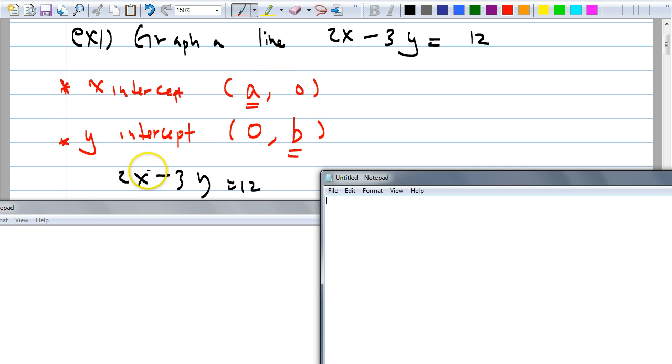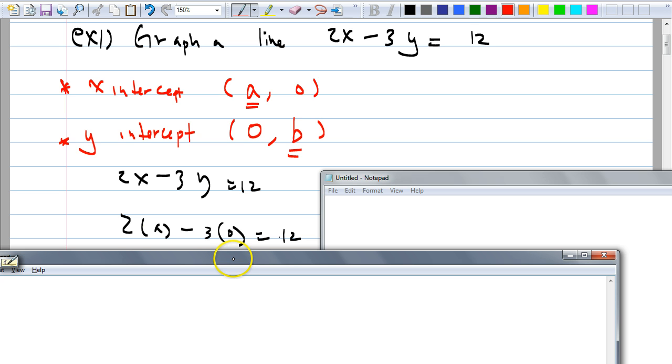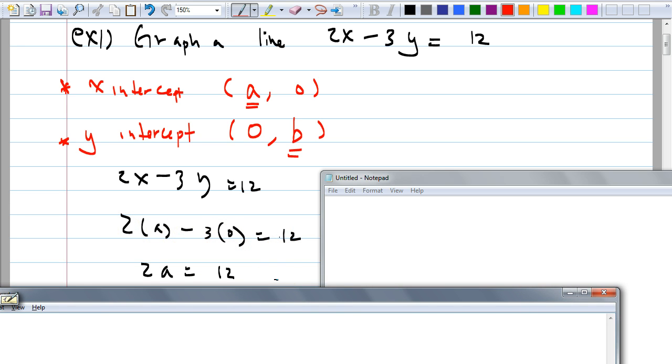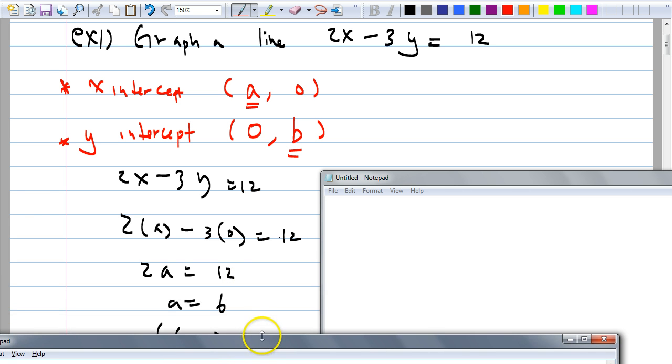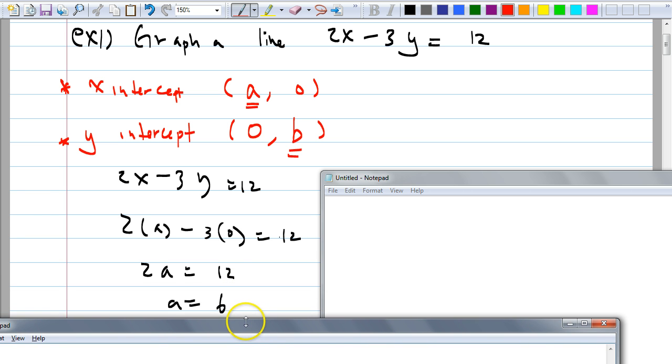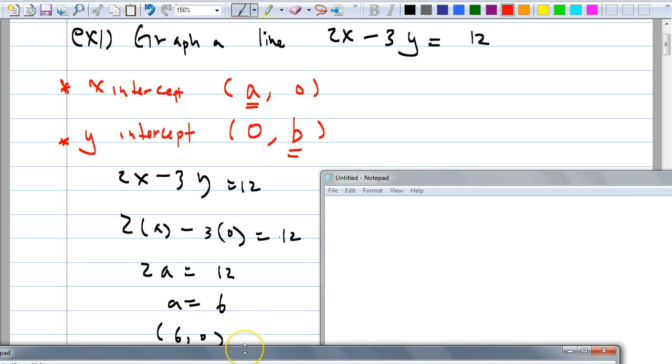What are we going to plug in for x? Yeah, to find the x-intercept, you plug in 0 for y, right? And once you do this, you get 2a minus 0 equals 12, which is just 2a equals 12. What is your a? 6. In other words, your x-intercept is 6. What is the ordered pair that you get then? (6, 0). Does that make sense?